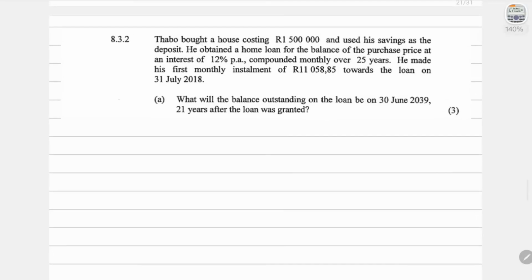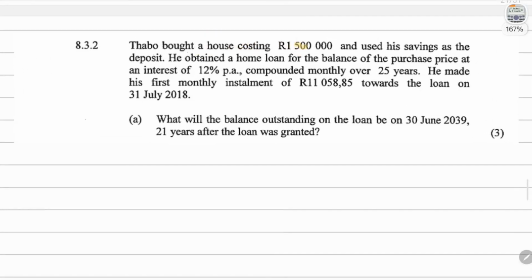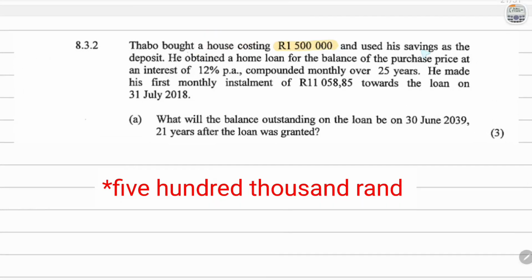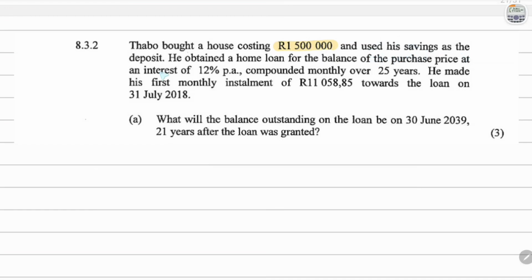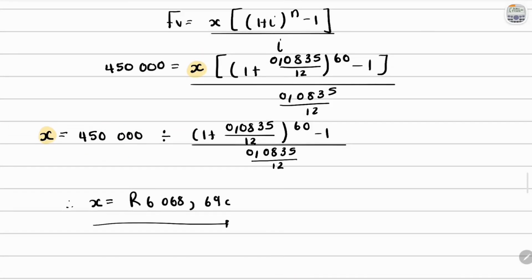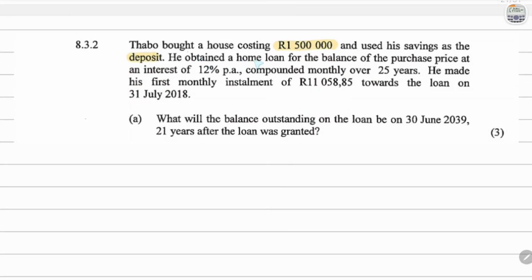Question 8.3.2 says, Tabo bought a house costing 1,500,000 Rand and used his savings as the deposit. Okay, so that is that 450,000 Rand that he ended up saving. He obtained a home loan for the balance of the purchase price at an interest of 12% per annum compounded monthly. Okay, so he's obtaining a loan on the balance. So minus the 450,000 Rand. So he's going to take out a loan on the remainder after paying that deposit.